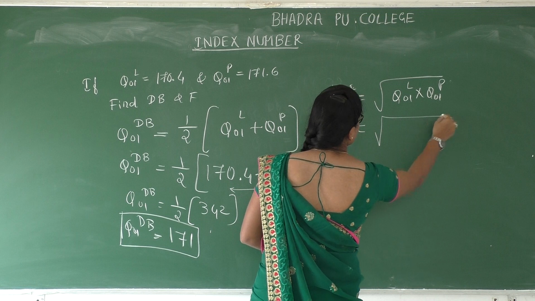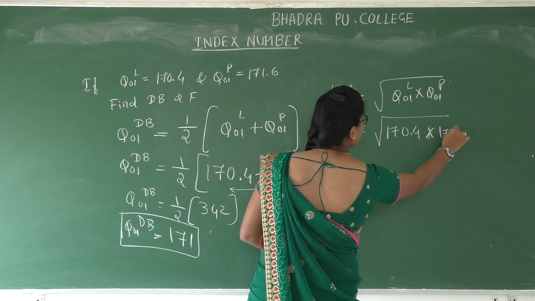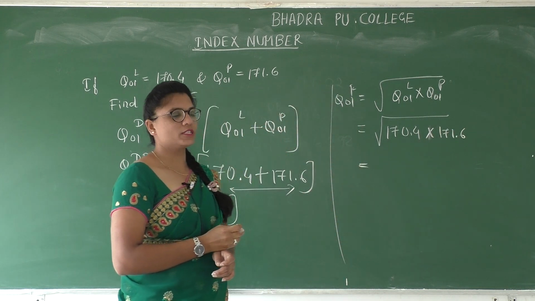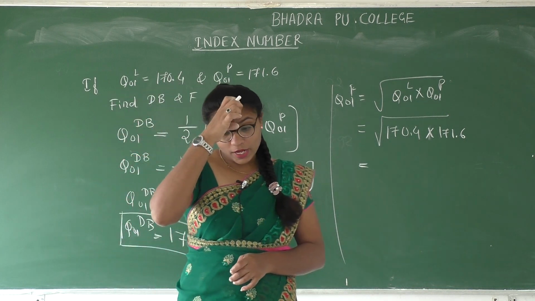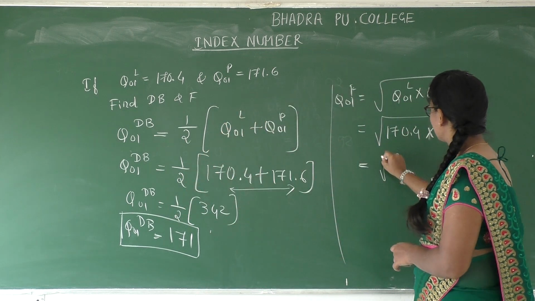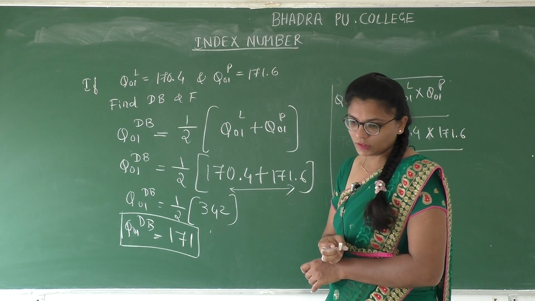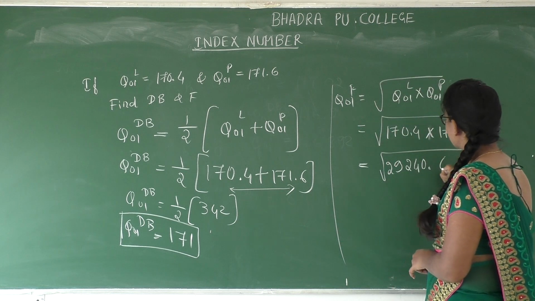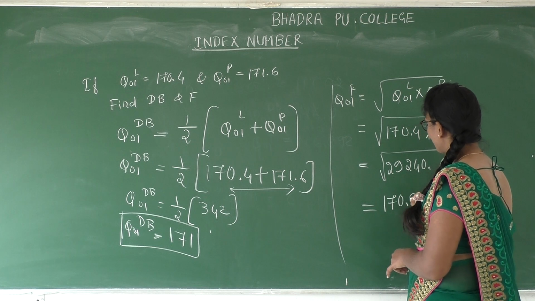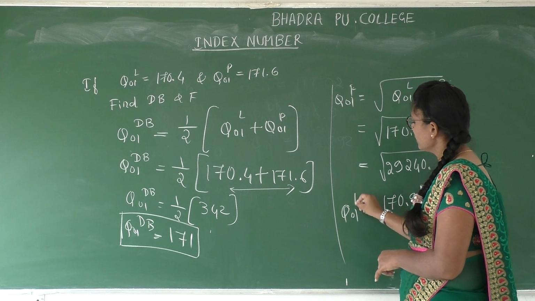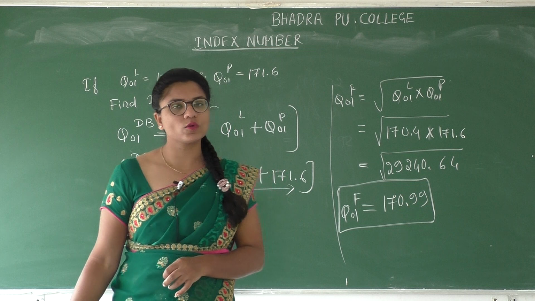So we have square root of 170.4 into 171.6. 171.6 is equal to how much? You will get 29240. Square root of 29240.64. Take out the square root, so you will get 170.99 as your Q01F, Fisher's quantity index number.